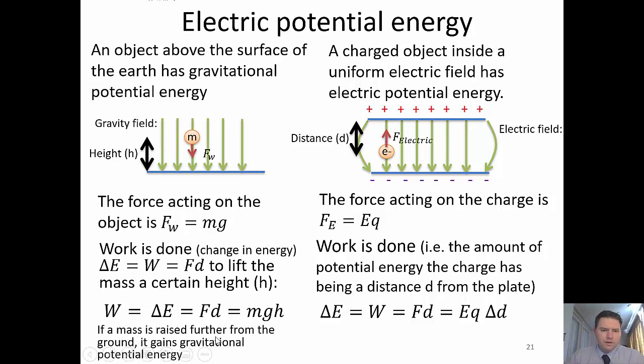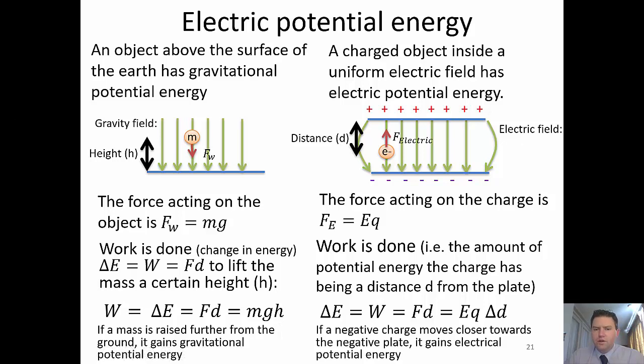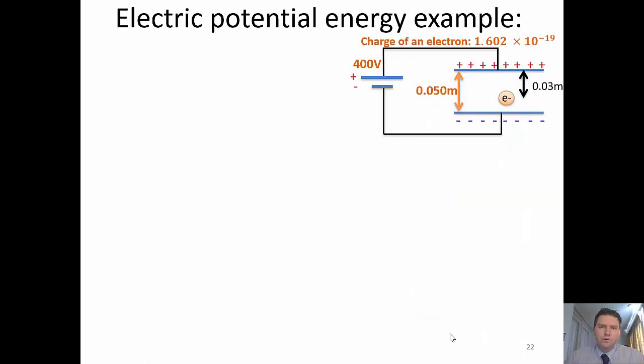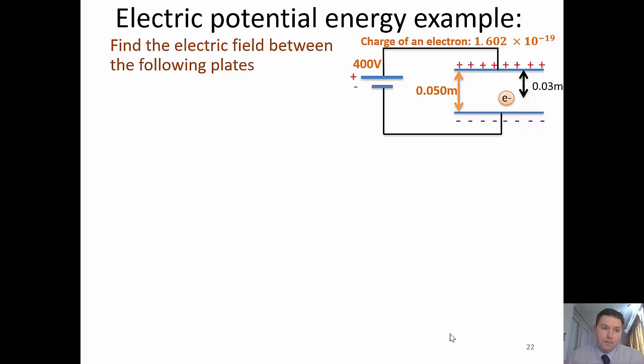If a mass is raised further from the ground, it gains more gravitational potential energy. If a negative charge moves closer towards the negative plate, it also gains more electric potential energy. Let's go for a bit of an example and see if we can make all of that make sense.